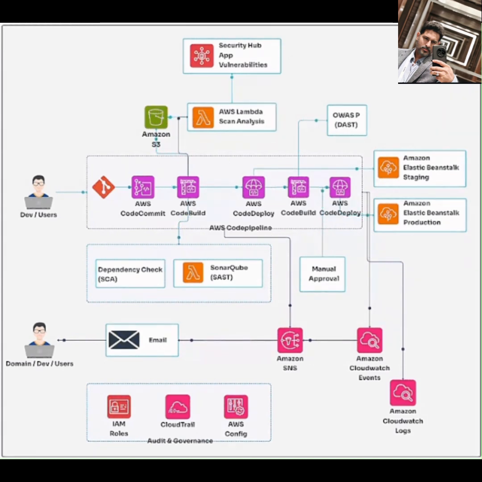I also see an AWS Lambda scan analysis, using a serverless function to perform some sort of analysis on the code or build output. These security findings, along with others, can be pushed to Security Hub for a centralized view of application vulnerabilities. Once the code is built and initially scanned, the pipeline moves to a deploy stage.